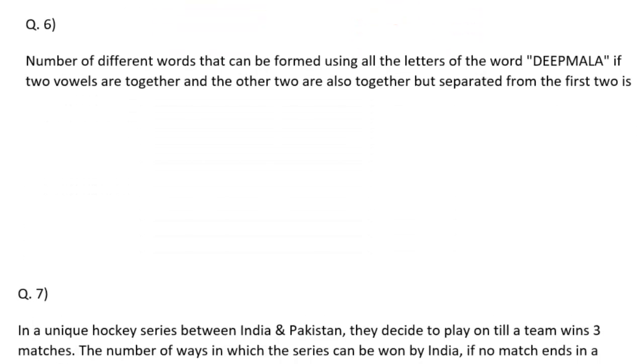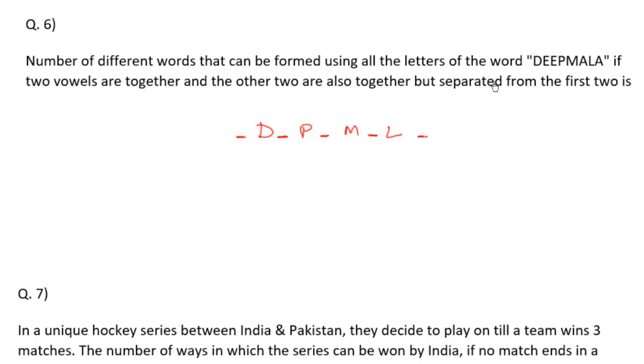Question number 6. Here it says: the number of different words that can be formed using all the letters of the word Deepmala if two vowels are together and the other two are also together but separated from the first two. So here what we can do is just take up the consonants. So it is D, then P, then M, then L, right? And here the gaps are 5. So there are 5 gaps.